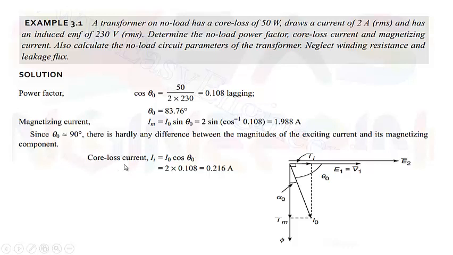So the core loss component will be equal to Ii, that is I naught cos theta. I naught is 2, cos theta is equal to 0.108. That comes out to be equal to 0.216 amperes. This is the value of the core loss component of the current.